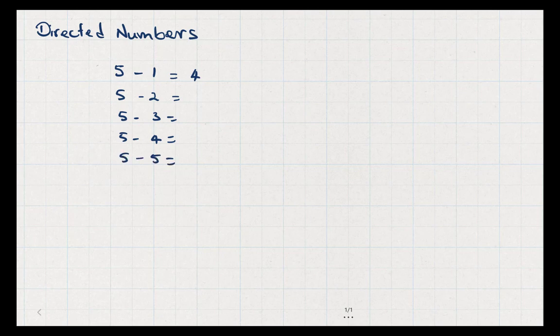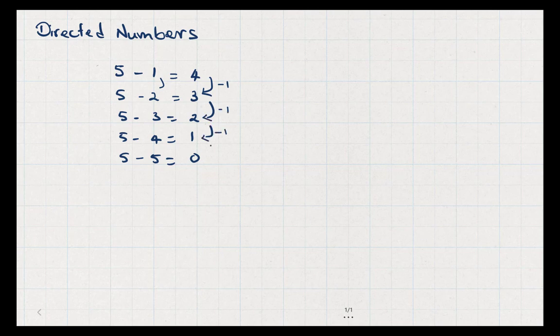So we know that as what we're taking away is increasing by 1, so 1 to 2 to 3 to 4, our answer is going to decrease by 1. 5 minus 2 is 3, 5 minus 3 is 2, 5 minus 4 is 1, and 5 minus 5 is 0. So these numbers are dropping by 1, we're taking away 1.